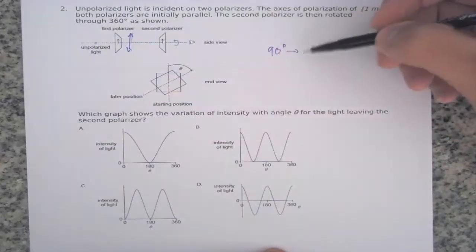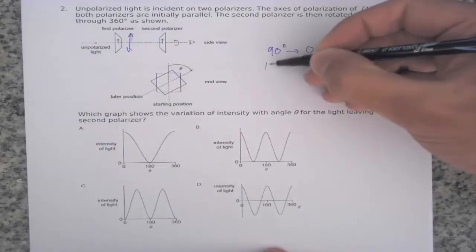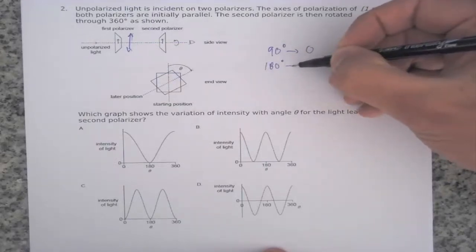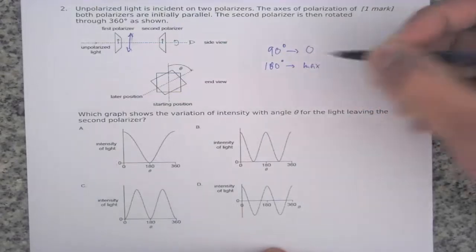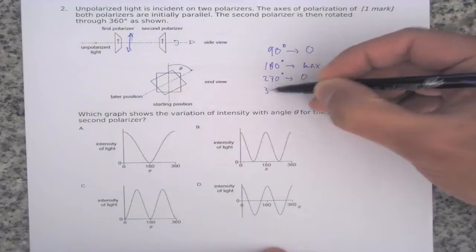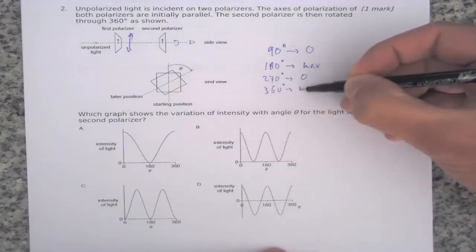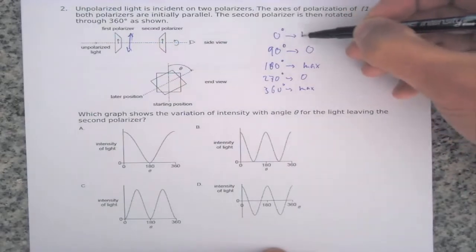At 90 degrees, you will have zero intensity. At 180 degrees, you are going to have maximum intensity again. At 270 degrees, you are going to have zero intensity. At 360 degrees, you are going to have maximum intensity again. And of course, when it enters, it's going to be maximum as well.